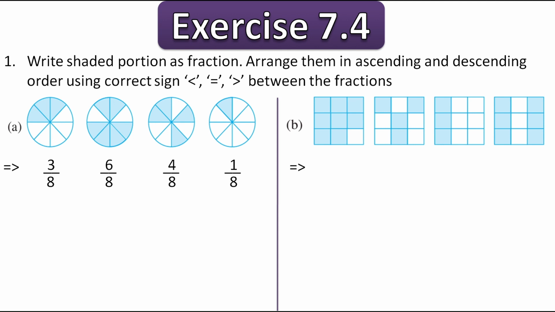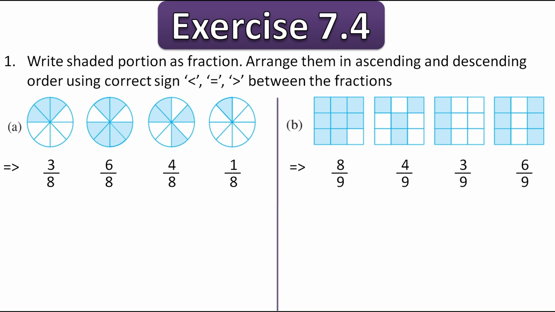So let's write the fractions for these squares. In the first one we have 8 upon 9, as 8 parts are shaded. Here we write 4 upon 9, as 4 parts are shaded out of 9. Here 3 parts are shaded, so the fraction is 3 upon 9, and the last one is 6 upon 9. So we have written all the fractions for the shaded parts.